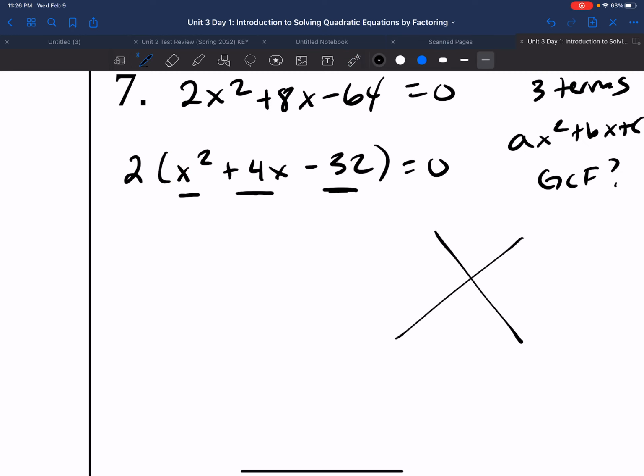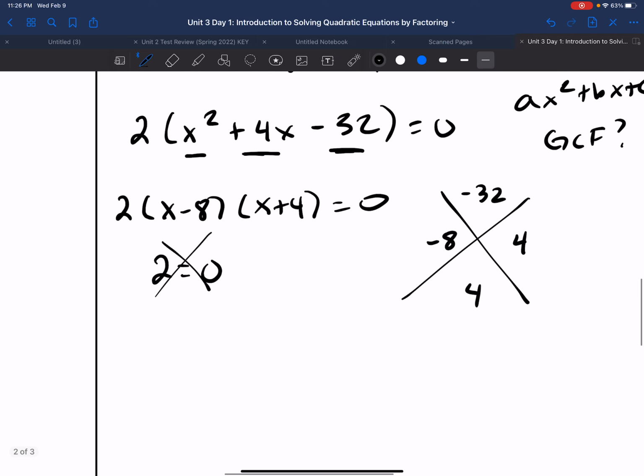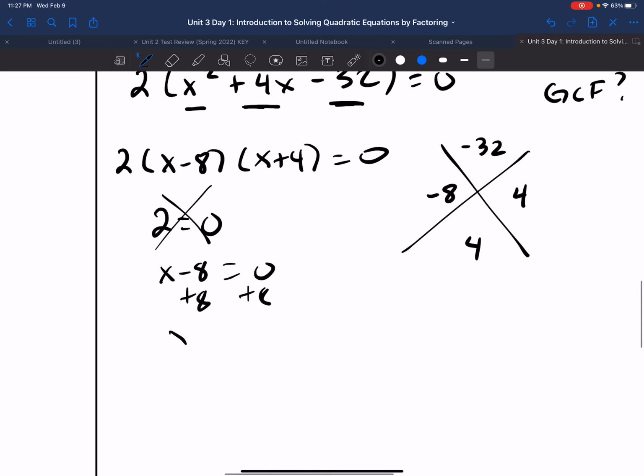So draw that x method, or draw the x. I put a negative 32 over here, positive 4, and I'm thinking, negative 8 and positive 4 can be my factors. So I write 2 times x minus 8 times, or sorry, not 2, x plus 4, set that equal to 0. Is 2 equal to 0? No, I can't use that. Is x minus 8 equal to 0? Yes, let's add both sides by 8, and I have x is equal to 8.